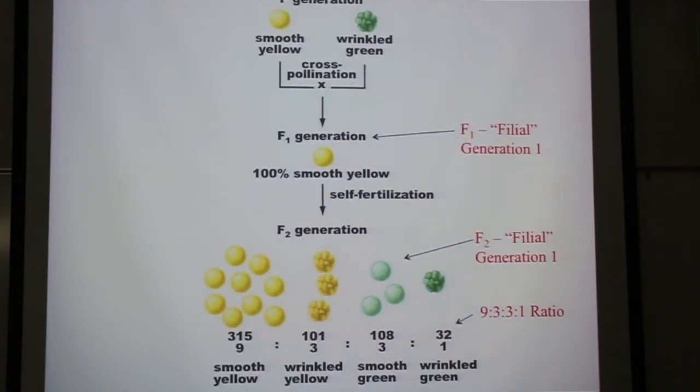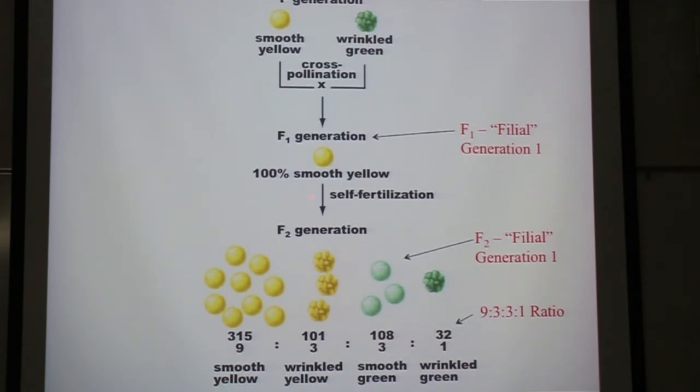Now this is where it gets quite tricky. Let's say I cross two different traits at the same time. Let's say I'm looking not just at smooth seeds and wrinkled seeds, or yellow and green, but instead I ask, what are the odds of getting smooth and yellow and wrinkled and green? When you cross-pollinate those in the P generation, you get what you expect in the F1: they're all 100% smooth and yellow. Smooth is dominant over wrinkled, and yellow is dominant over green.